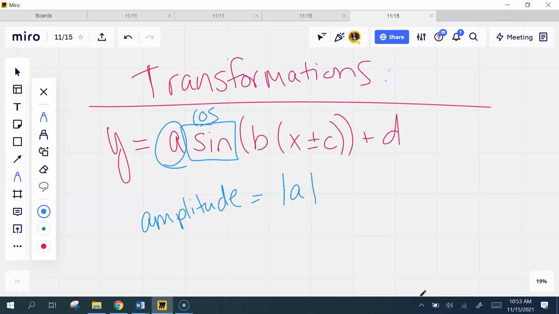So if you think about that parent function, y equals cosine x, what is the A in that equation? 1. So it makes sense there that the amplitude is 1, right? Is everybody okay on that?